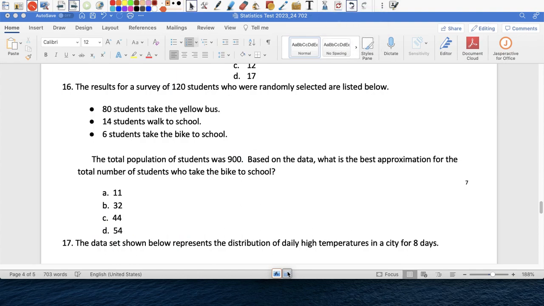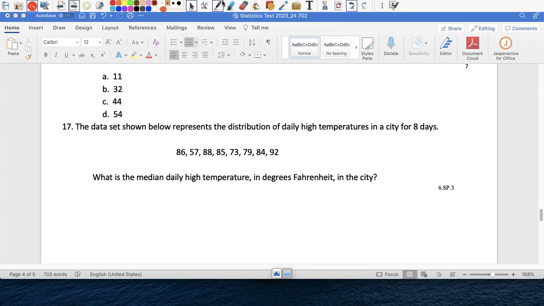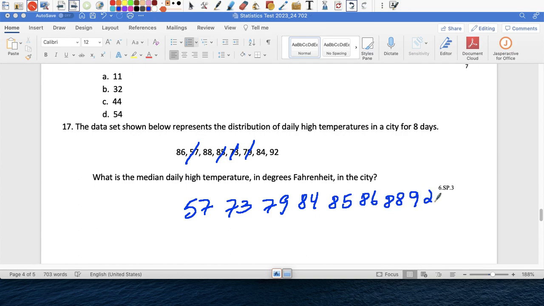Last question. We want to find the median, right? So in order to find the median, we have to put the numbers in order from least to greatest. So we go 57, 73, 79, 84, 85, 86, 88, 92. So a good thing to do is to always check if you have the same amount of numbers. 1, 2, 3, 4, 5, 6, 7, 8. 1, 2, 3, 4, 5, 6, 7, 8. Good. Now we can find the median.